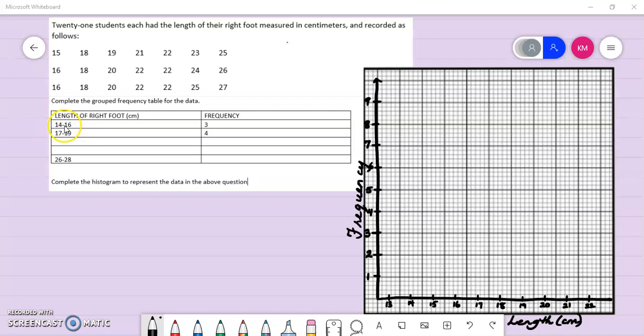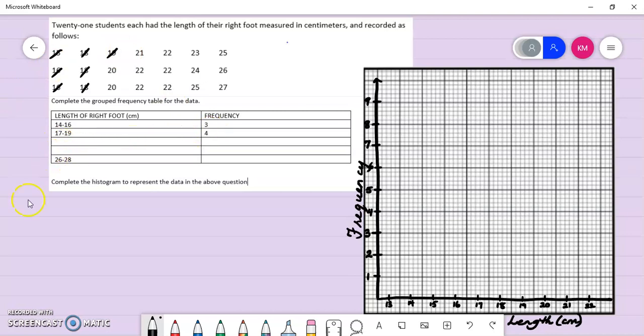So I have 14 to 16, 3, and let's make sure. 14, there are no 14s. 15s, I have 1. 16s, I have 2. So I have 3 numbers lying in this class interval. So 14 to 16, I have 3 numbers occurring. 17 to 19. So 17 to 19 includes 17, 18, and 19. So this is 4 values. That is how they got 4 there.